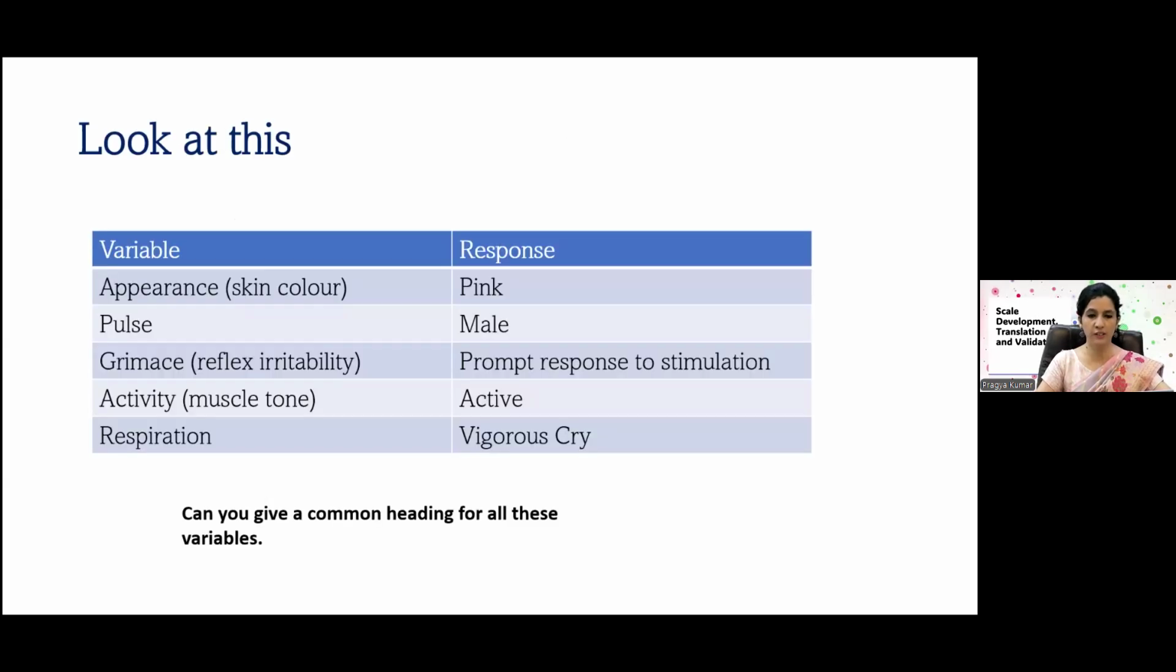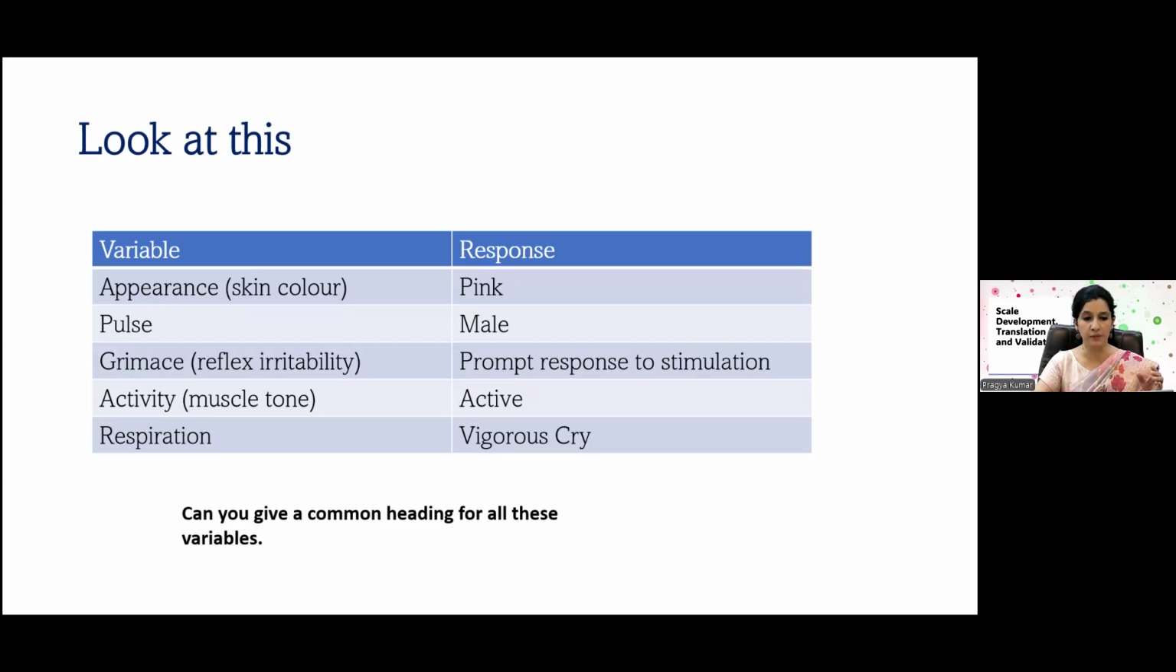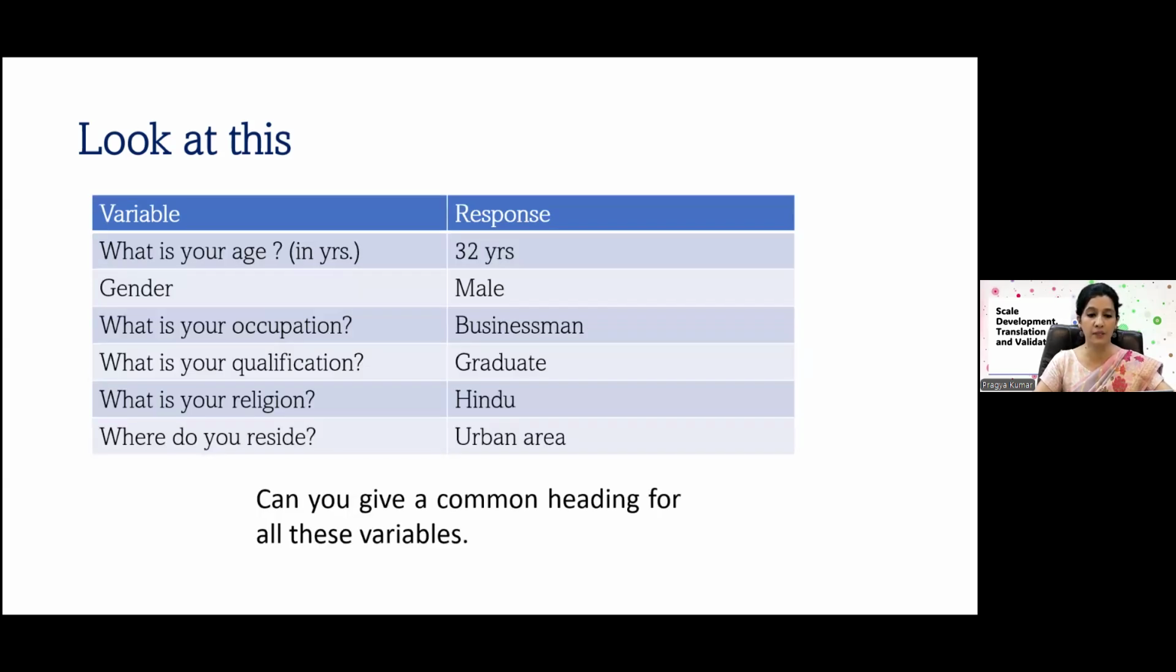So in both these two examples, what you have seen is that there are variables or items, but they are not correlated to each other. They are not the result of one thing, but we have grouped these variables. We have taken various different variables like skin color, pulse, muscle tone. We have clubbed them together and made one scale, or rather, I should not be calling it a scale. We call it a socio-demographic scale, but actually it is a multi-item measure. We call it a scale, but this is not a scale in the true sense. This is a multi-item measure.